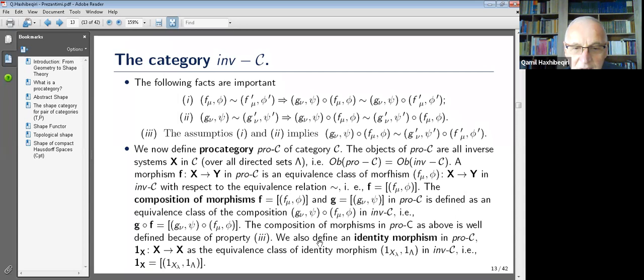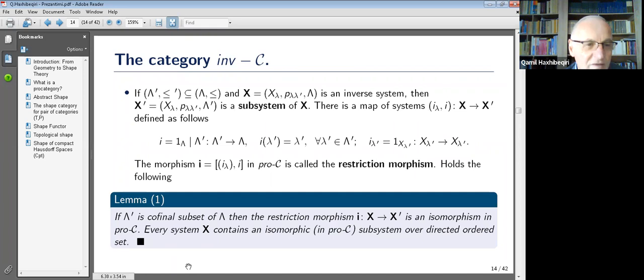And we also define an identity morphism in Pro-C as the equivalence class of identity morphisms of maps of systems. Thus, we have obtained the pro-category of category C. Now, if Λ' is a subset of Λ and X_λ is an inverse system, then we say that the inverse system X' with index set Λ' is a subsystem of X.